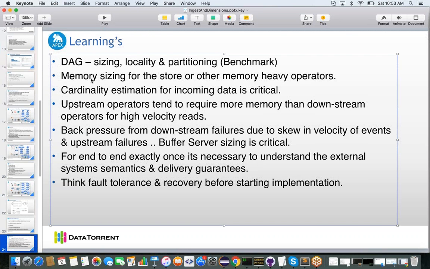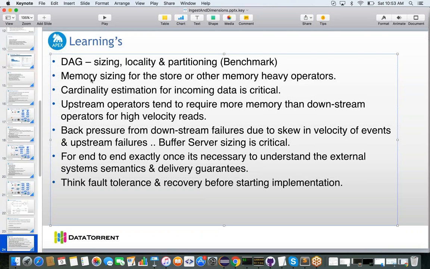Memory sizing for heavyweight memory operators is critical. So typically operators that are going to store a lot of in-memory data or state, you have to size how many events or what size of events you would see over a period of time, and what the flush of that operator would be. Otherwise, you will run out of memory, and while Apex spills over to the disk, if you run out of memory, it's not a model you want to work on for long-running systems.